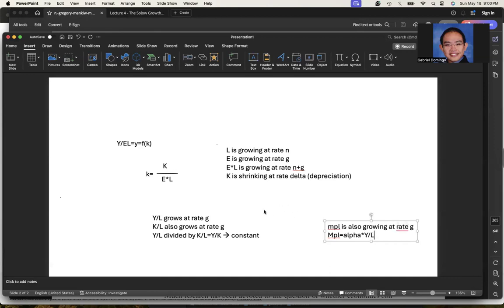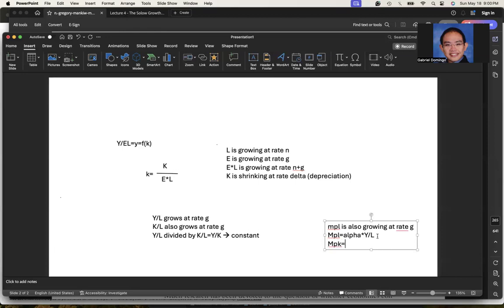Which is against a function of K over L. Since Y over L is growing at rate G, that means your marginal product of labor is also growing at rate G, which tells you that the real wage rate is going to grow at rate G in the long run.